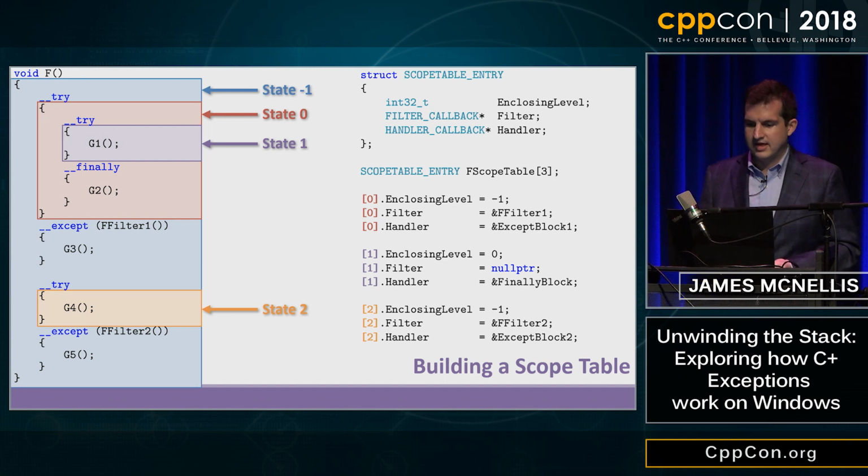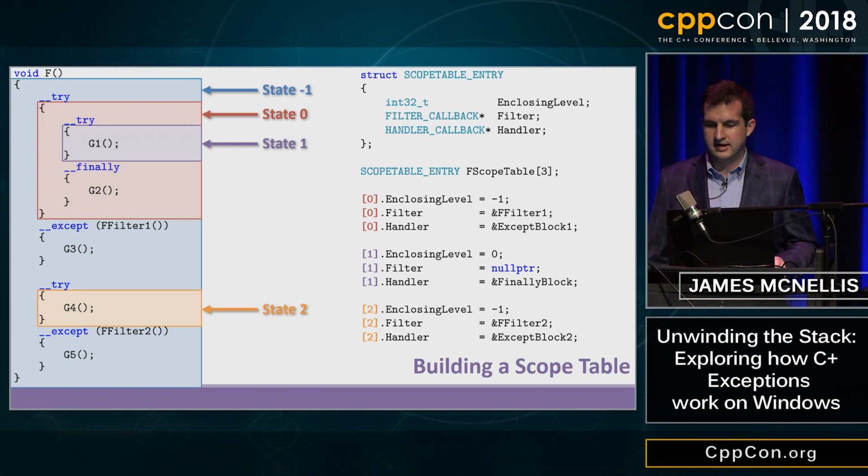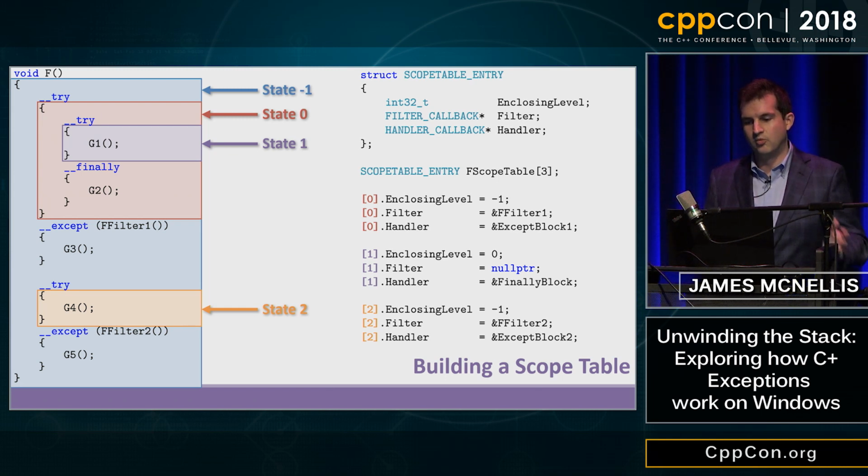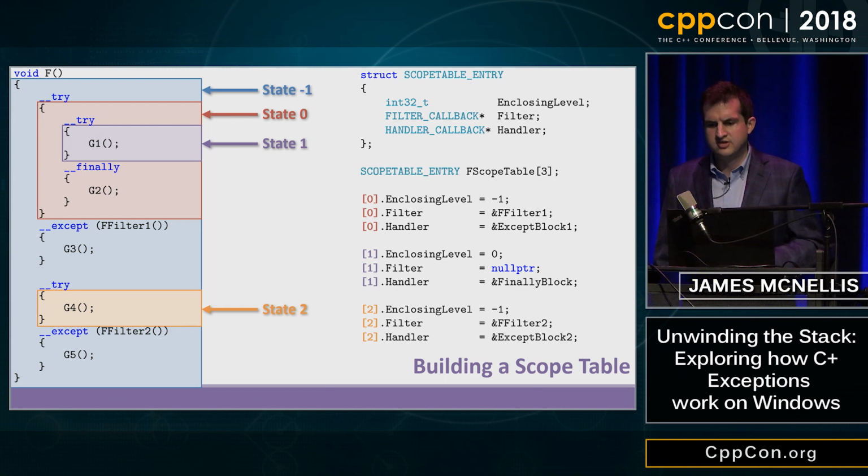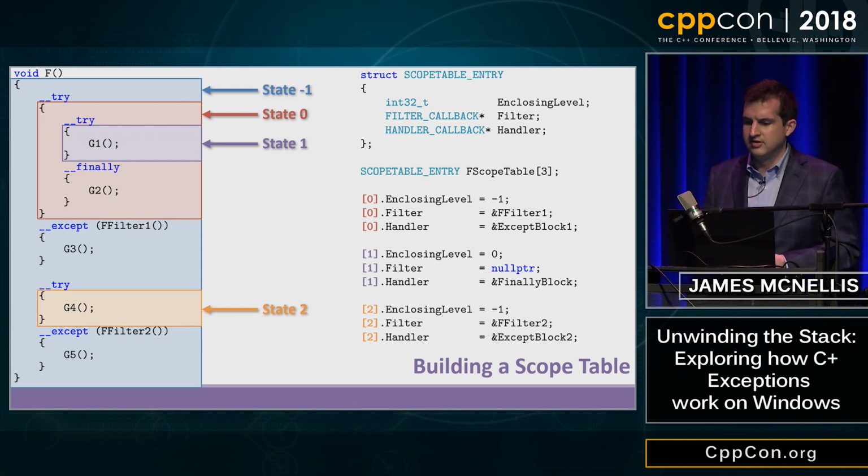So this table makes it so that instead of having to register a separate exception handler for each try block, we can register one handler for the entire function and then just track the state that we are in within the function. If an exception occurs and the handler is called, it can look up what it needs to do based on the current state.